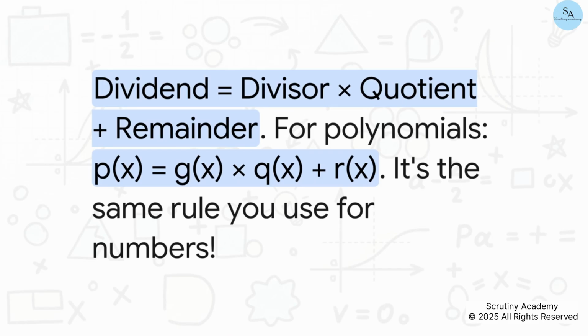Well, believe it or not, it is the exact same idea for polynomials. The thing you're dividing, the dividend, p of x, is equal to the thing you're dividing by, the divisor g of x, times the answer you get, the quotient q of x, plus whatever's left over, the remainder r of x. It's the same rule, just with some x's thrown in.